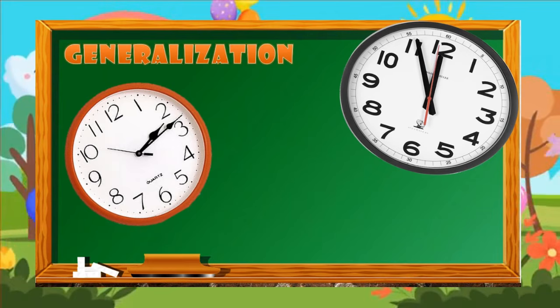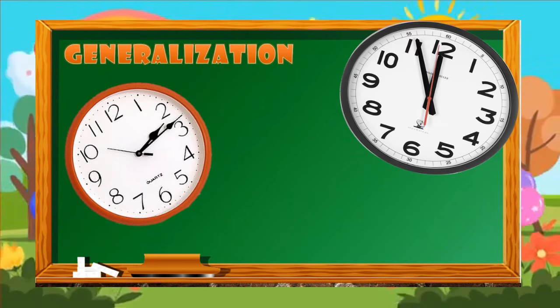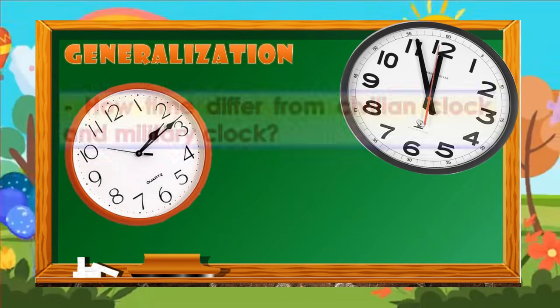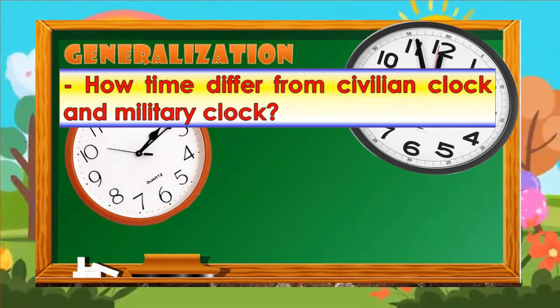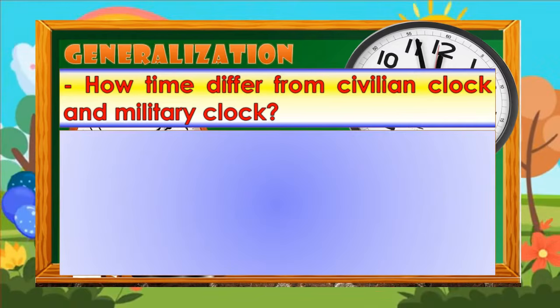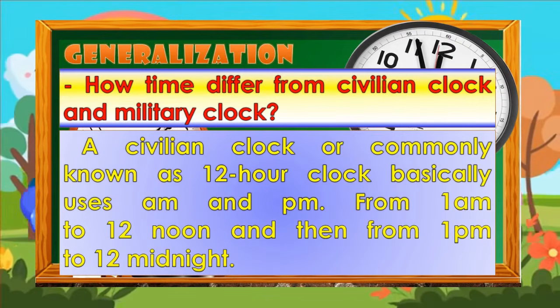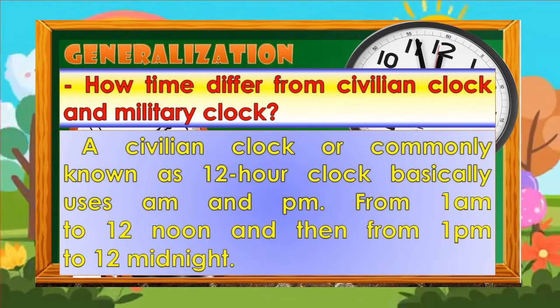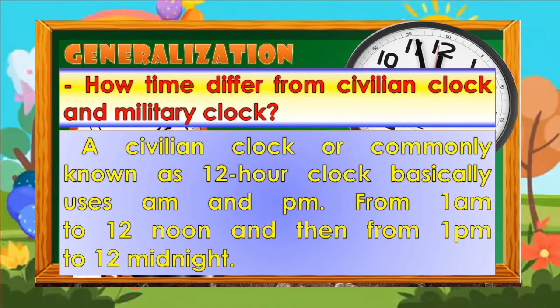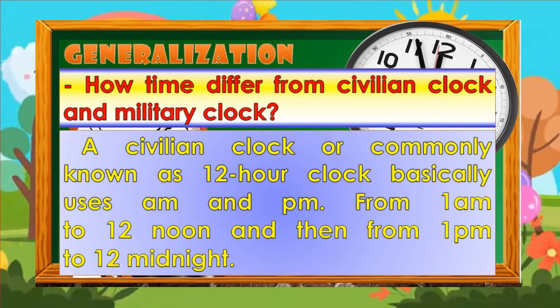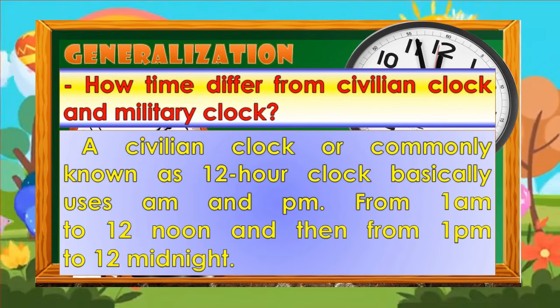Did you understand our lesson? Now let me ask you some questions. How does time differ between the civilian clock and the military clock? A civilian clock, commonly known as the 12-hour clock, basically uses AM and PM, from 1 a.m. to 12 noon, and then from 1 p.m. to 12 midnight.